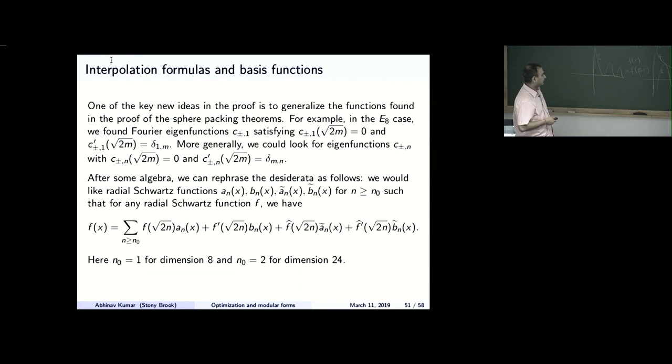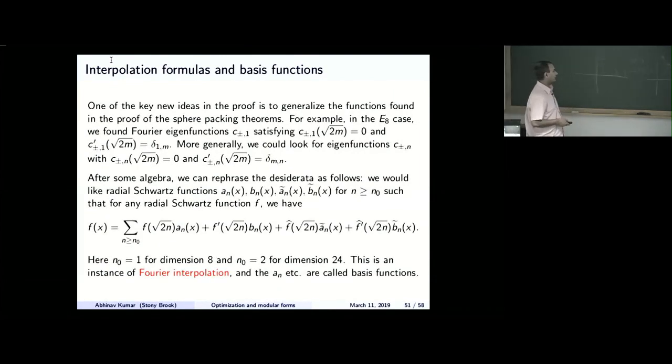And the thing that you want is that you want any Schwartz function to be a linear combination, essentially determined by the values and derivatives of the function and its Fourier transform at the square roots of 2n. So we would like that there is some number n0 depending on dimension, such that any Schwartz function is exactly equal to this linear combination. That there exists an n0 and functions an, bn, cn, and dn for all n, such that this always happens. And we can prove it for 8 and 24.